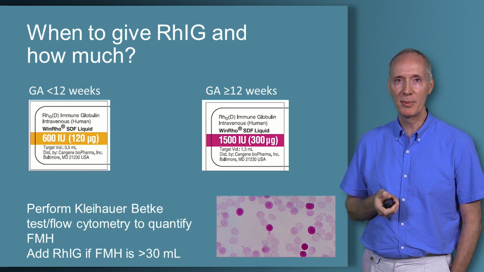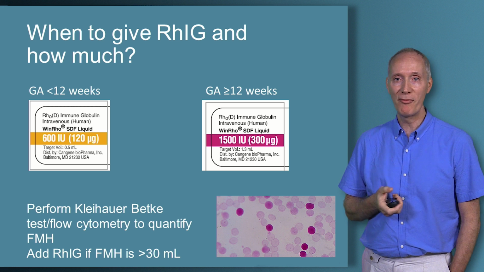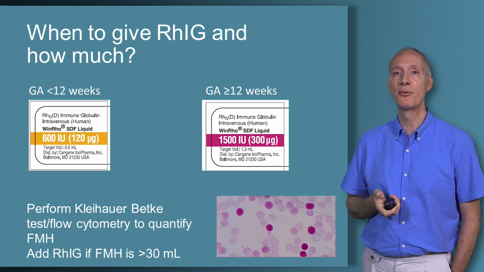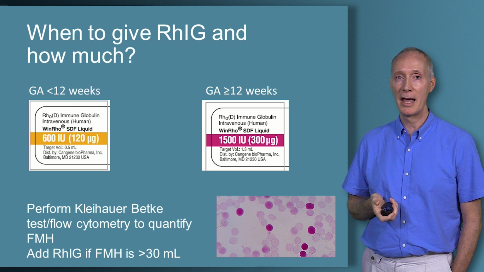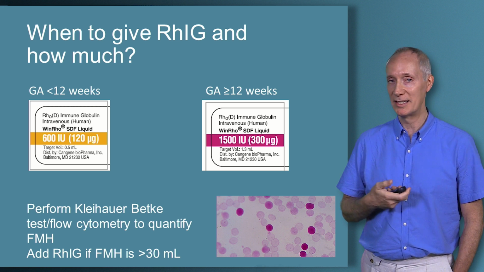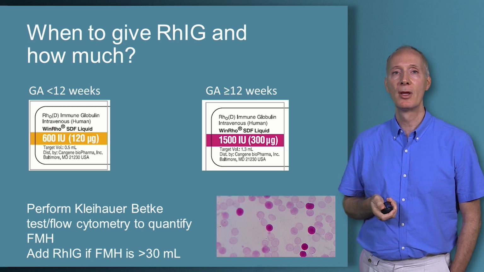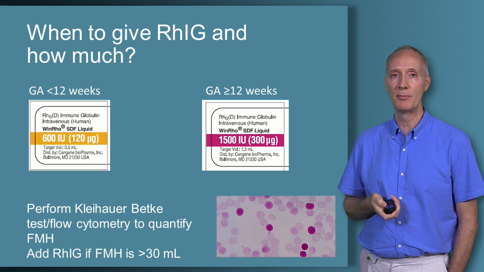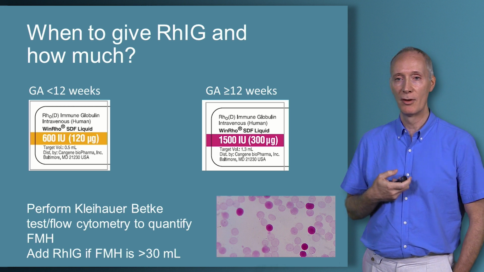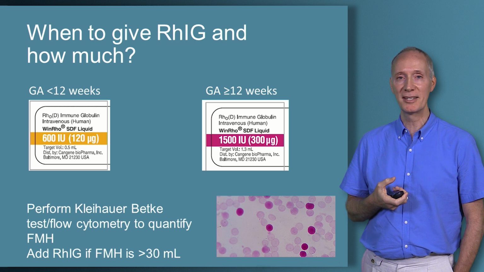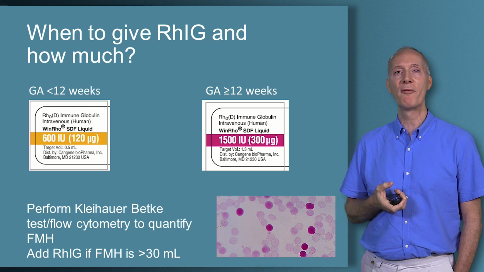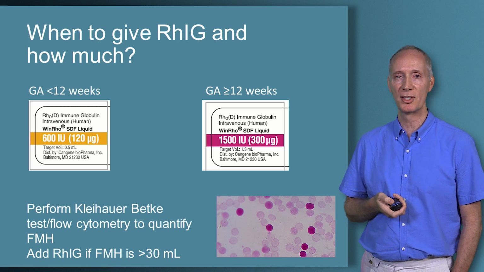How much are we giving? Well, it depends how far you are in your pregnancy. If you're further than 12 weeks, we will give 300 micrograms. And if you're less than that, so let's say after a miscarriage, before 12 weeks, we give about 120 micrograms, because the volume of red blood cells or the volume of fetal blood is obviously much, much lower at that gestational age.